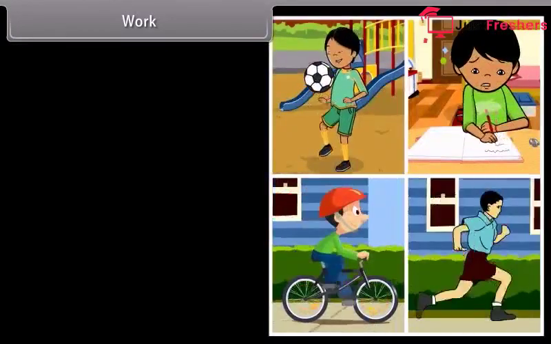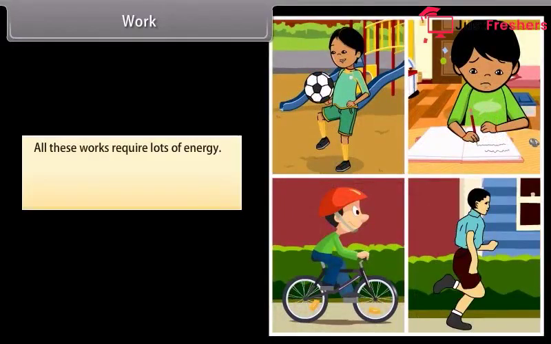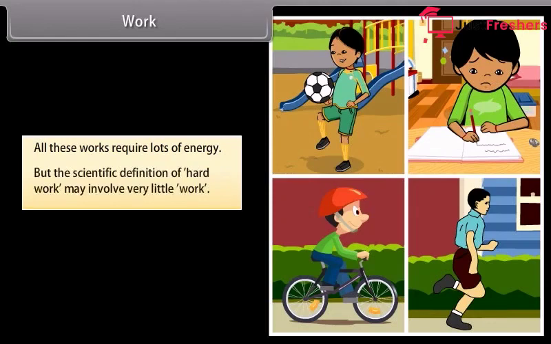Work. Friends, we do lots of work like playing, studying, cycling, running, etc. All these works require a lot of energy. But the scientific definition of hard work may involve very little work.